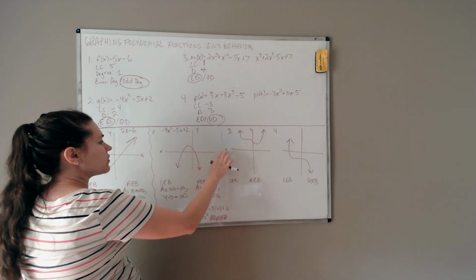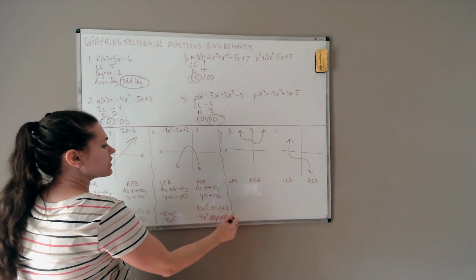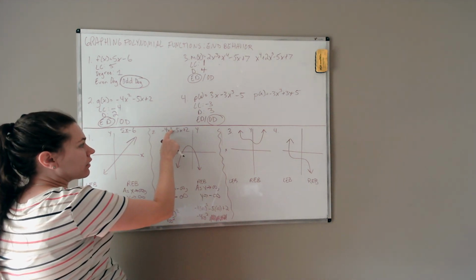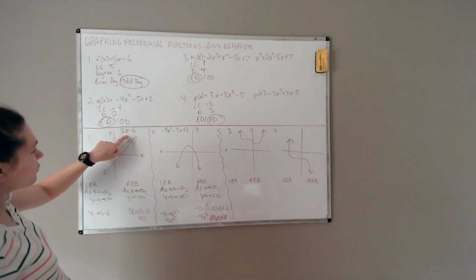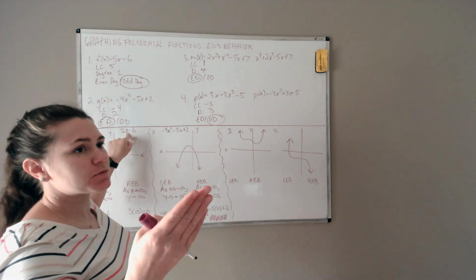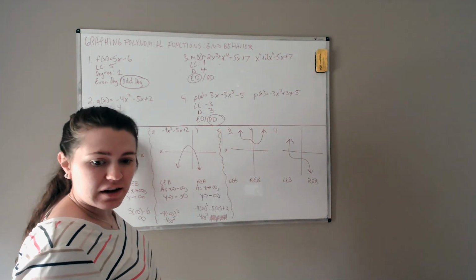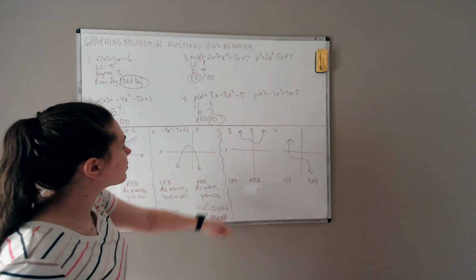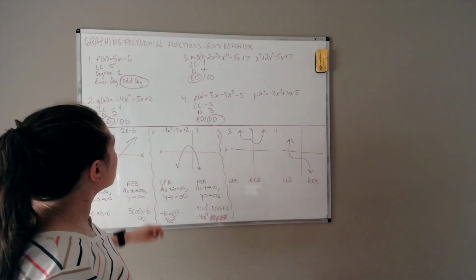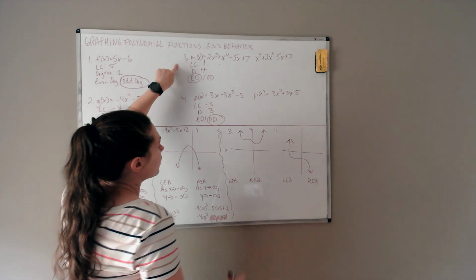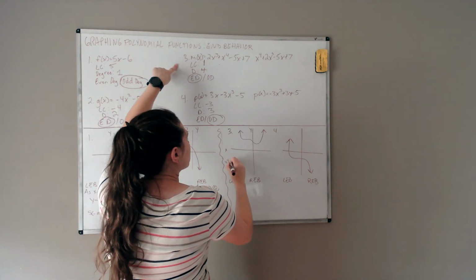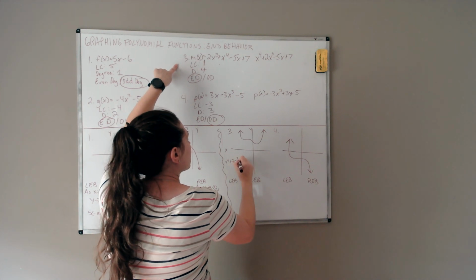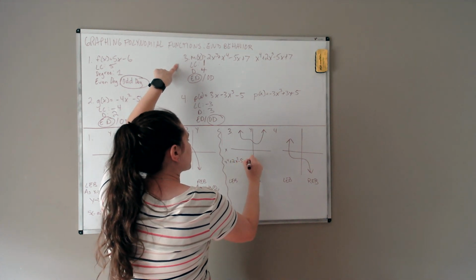That has something to do with the fact that when I square a number, it's non-negative. If I only raise it to the first power, if it was positive, it's positive. If it was negative, it's negative. Number 3, your function was x to the 4th plus 2x to the 3rd minus 5x plus 7.